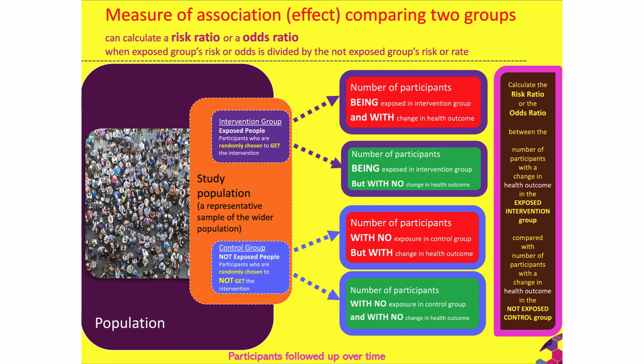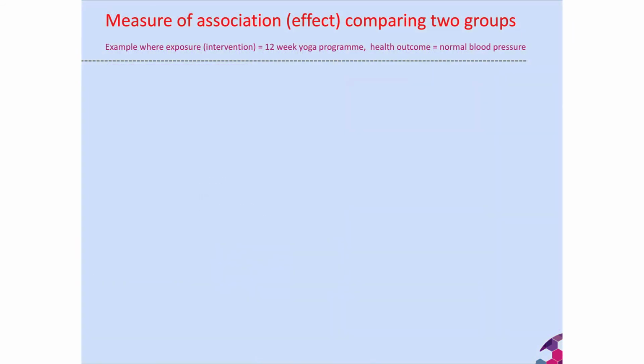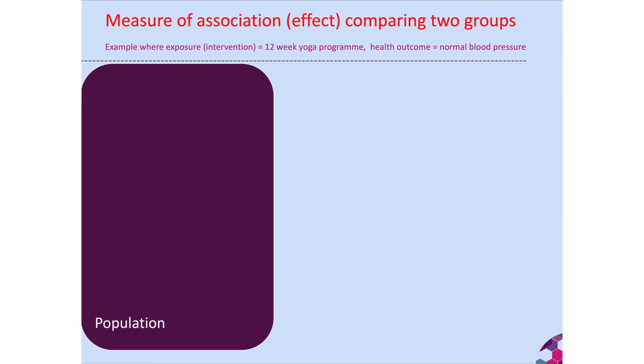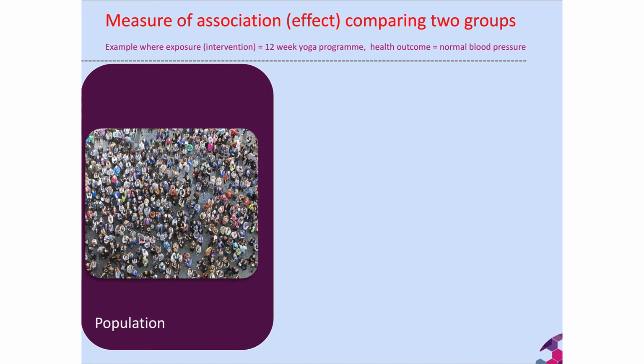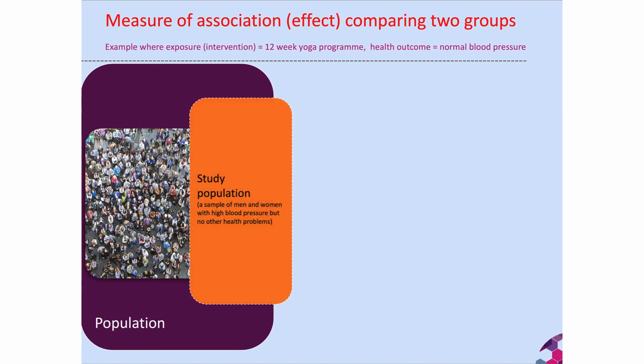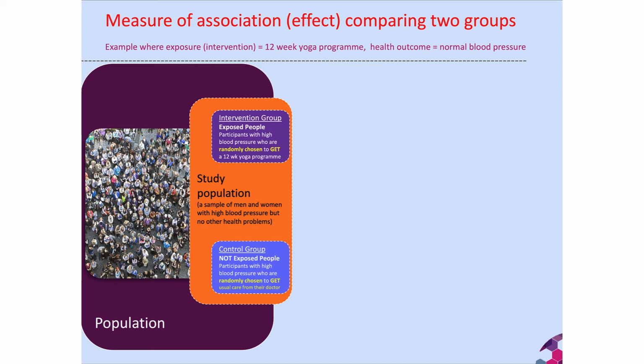And these participants, of course, are followed up over time. So let's look at an example. Let's say we have a population. We choose our study participants, and they happen to be a group of men and women with high blood pressure but no other health problems. And so we give that one group of people with high blood pressure a 12-week yoga program, and the control group, we just give them the usual care from their doctor.